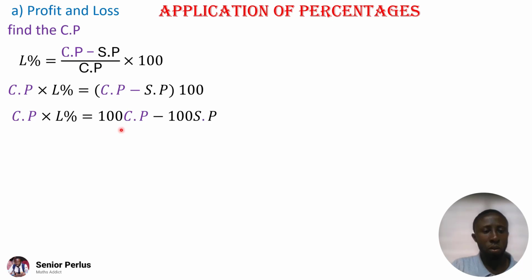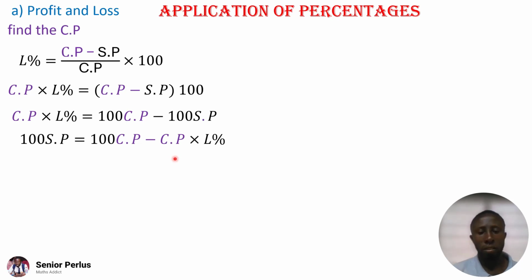So therefore, there's a CP here, a CP here. So I have to group items. So I'll maintain the CP. Then I'll move CP times loss here. Then it becomes negative. Then I'll move SP here. Okay, good. Yes, then it turns to positive. Good. So I just change it, and just grouping like terms.